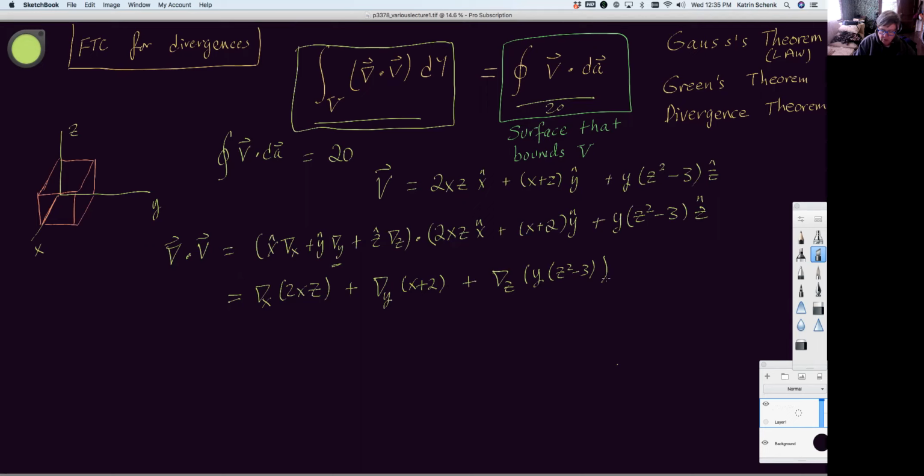Okay, so let's actually do the derivative. So here, the derivative with respect to x is just 2z. And then we have plus the derivative with respect to y of all this, which is 0, because there's no y's in there. The derivative with respect to z is just y times 2z. Okay, and there you go. So we have the total one is 2z times 1 plus y.